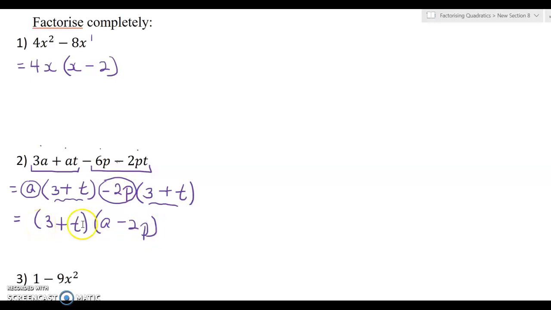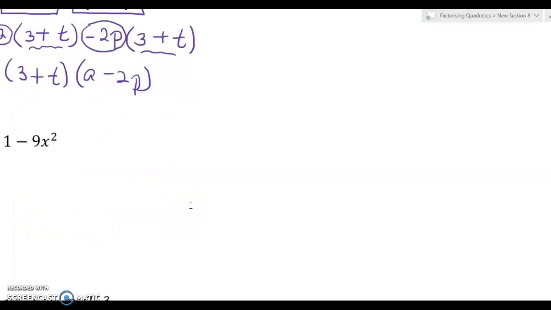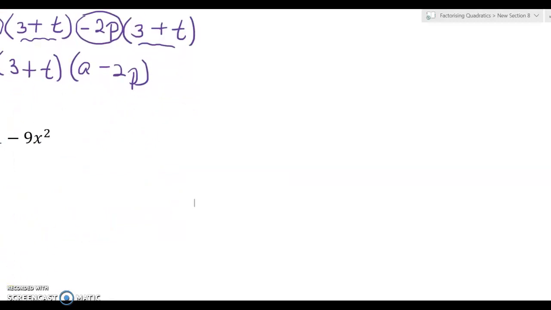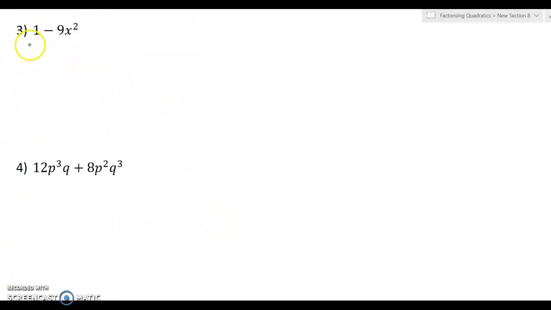Right? So far, so good. And now we're looking at the third one. We have 1 minus 9x squared. This is actually usually a tricky one for students. So you need to recognize certain things. You need to recognize that 1 is a squared number. 1 can be written as 1 squared.